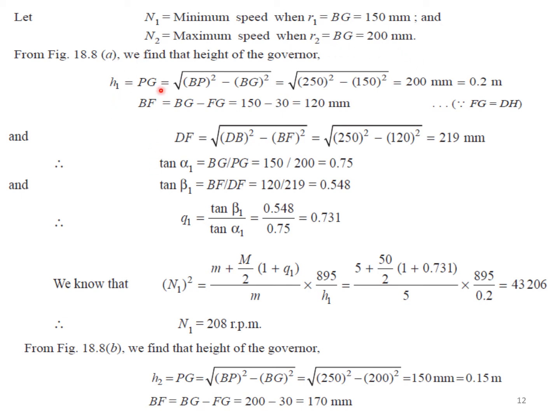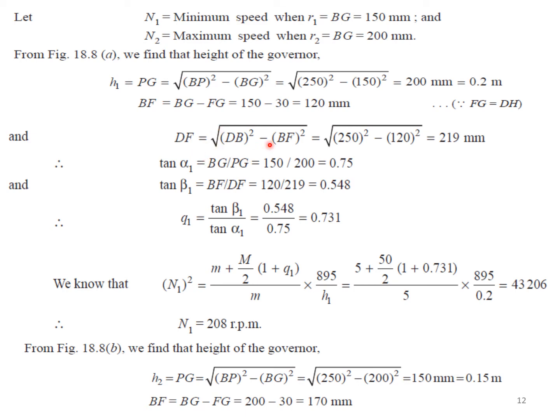So first we find out H1. Pg is equal to square root of Bp square minus Bg square. That is 0.2 meters. Next, I want Q1, that is tan beta 1 by tan alpha 1. So what is tan beta 1? That is Bf by Df. So what is Bf? Bf is equal to Bg minus Fg, 150 minus 30, 120 mm. Okay. What is tan alpha 1? Bg by Pg. Okay. So then what is Df?